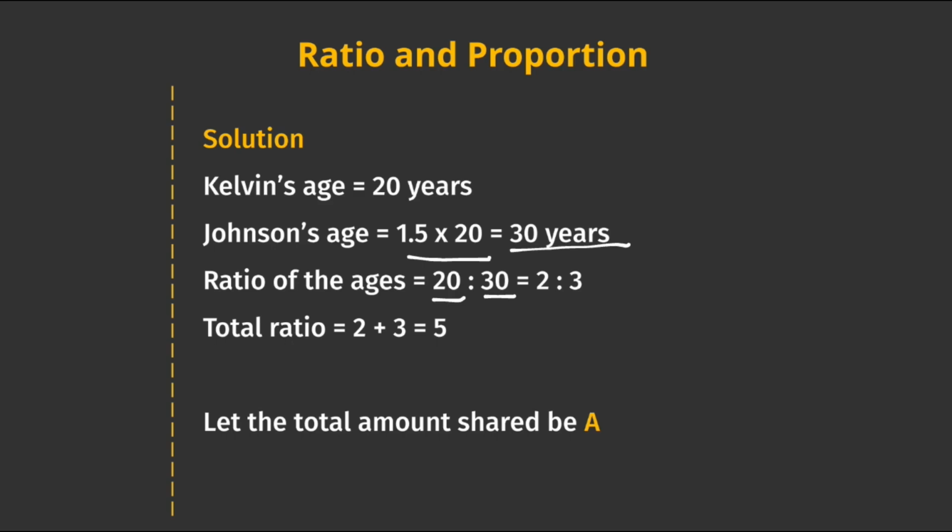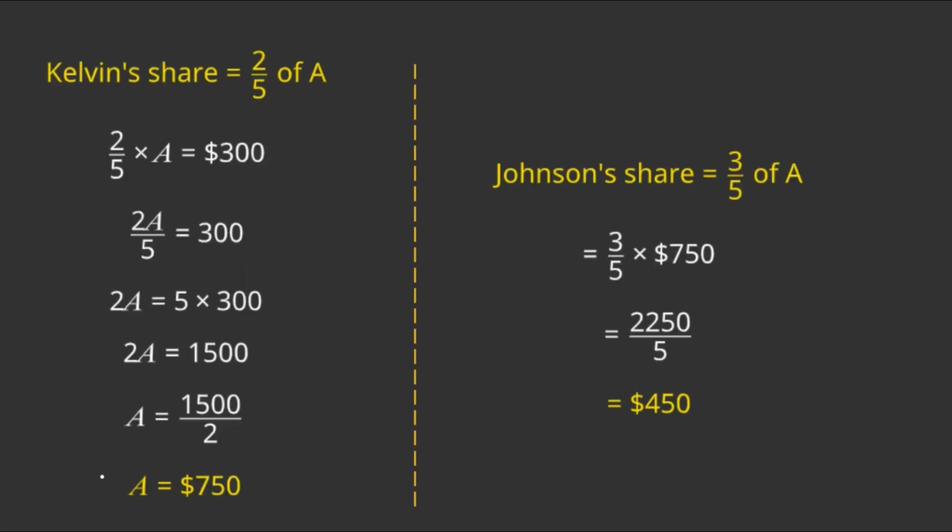And the way we deal with ratios is to get the total ratio, which is 2 plus 3, and that is 5. And using the total ratio, I can say Kelvin's share is 2 over 5 times the total amount. Johnson's share will be 3 over 5 times the total amount. Going forward, I said let the total amount shared be A. Now we can say Kelvin's share is 2 over 5 of A. So I'd say 2 over 5 of A equals to $300 because we were told that Kelvin got $300.